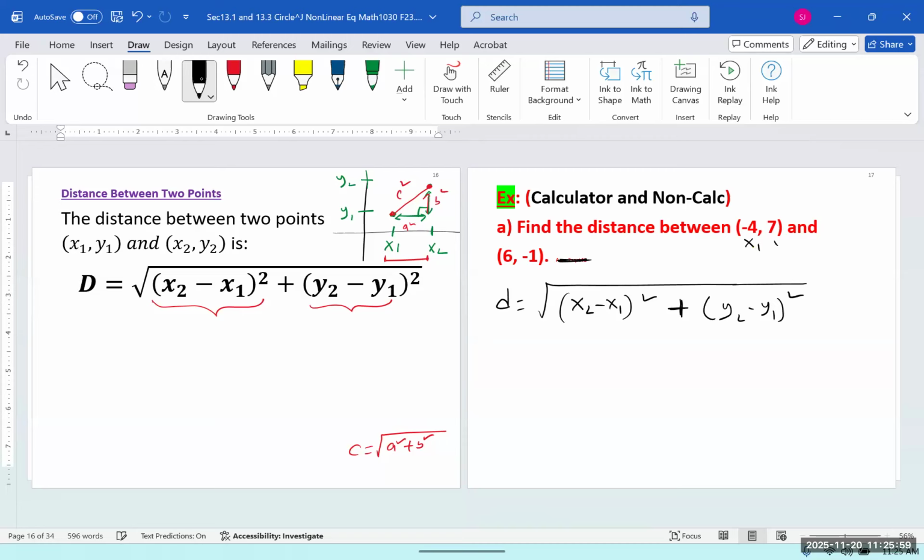Suppose this point is x1, y1, and this point is x2, y2. So what is the first number? What minus what?